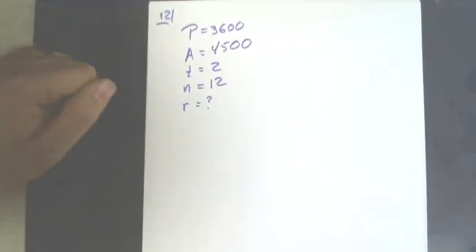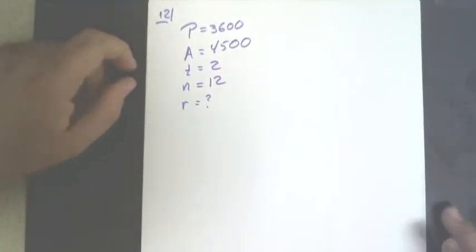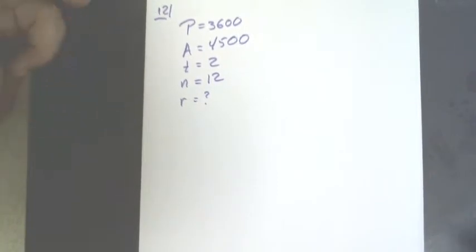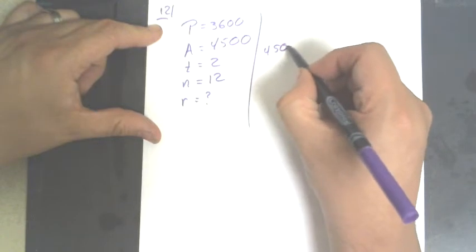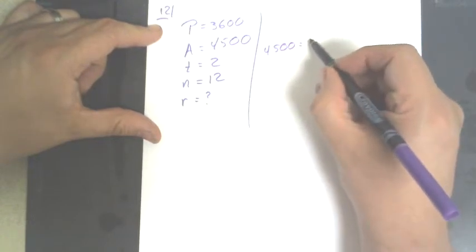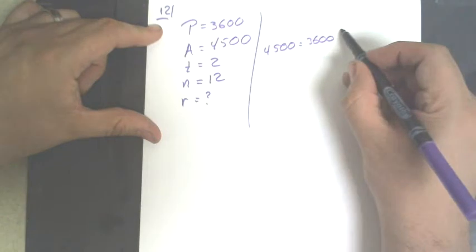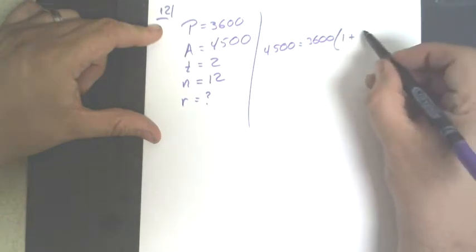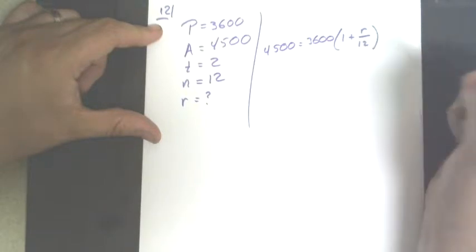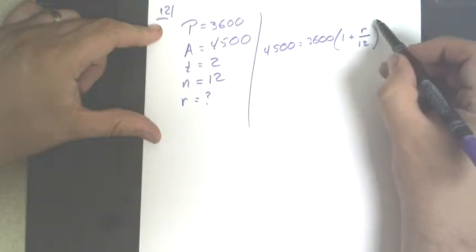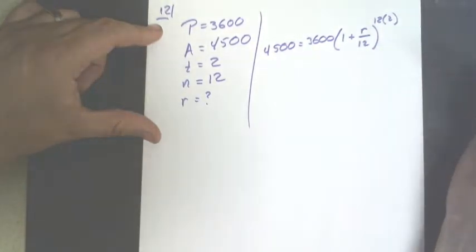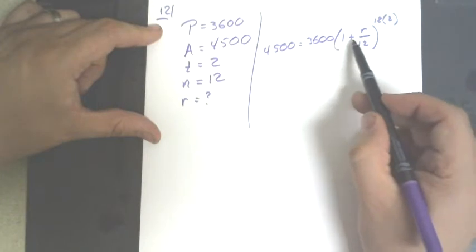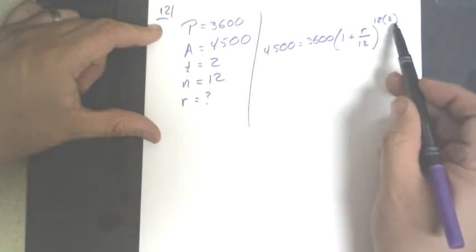I told you might be expected to find some of these for different combinations. So go back to that formula: 4,500 equals the principal, 3,600, times 1 plus the rate, which we don't know, call it R, divided by 12, raised to the 12 times t, which is 2. So again, that's A equals P times (1 plus R over N) to the NT.